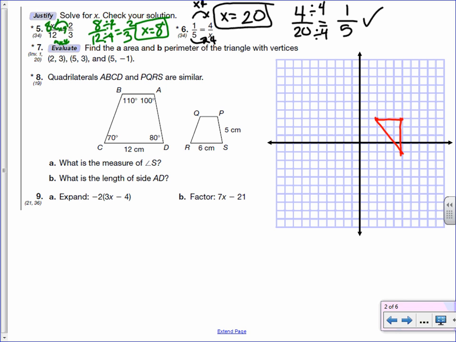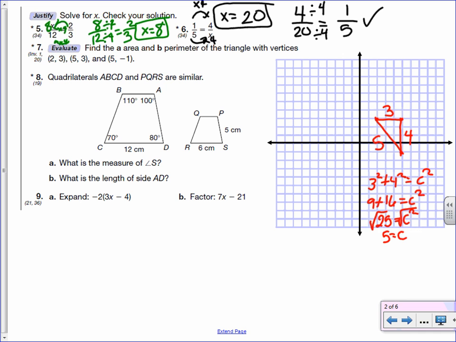So this side of the triangle is 3, this side of the triangle is 4, and the special triangle, Pythagorean triple, is a 3, 4, 5 triangle. We could get that by saying 3 squared plus 4 squared equals c squared. 3 squared is 9, 4 squared is 16. 9 and 16 is 25, and that would be c squared. So c is 5.